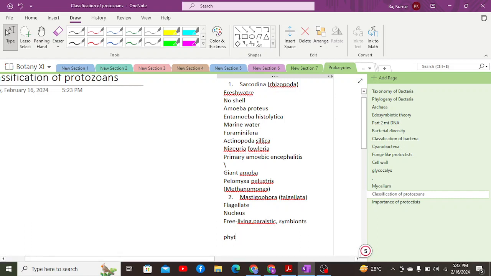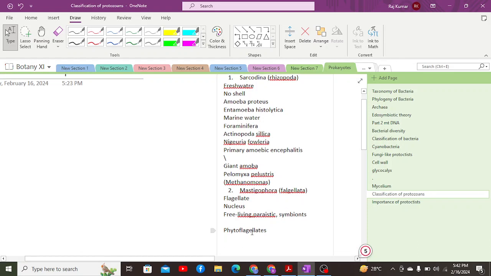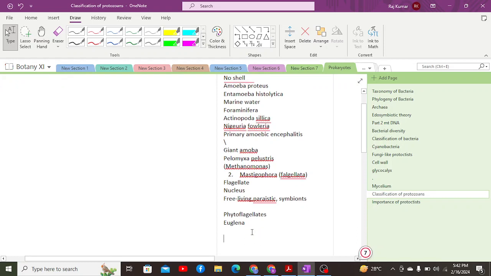Phytoflagellates. An example of phytoflagellates includes Euglena. After that, we have another class of flagellates, which involves all of the heterotrophic flagellates, which do not have plastids inside them, no chlorophyll, no chloroplasts, which are known as zooflagellates.